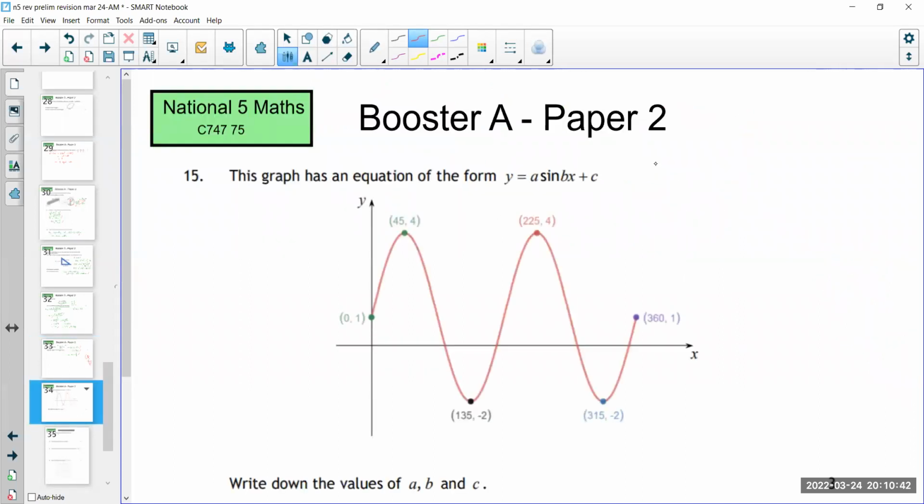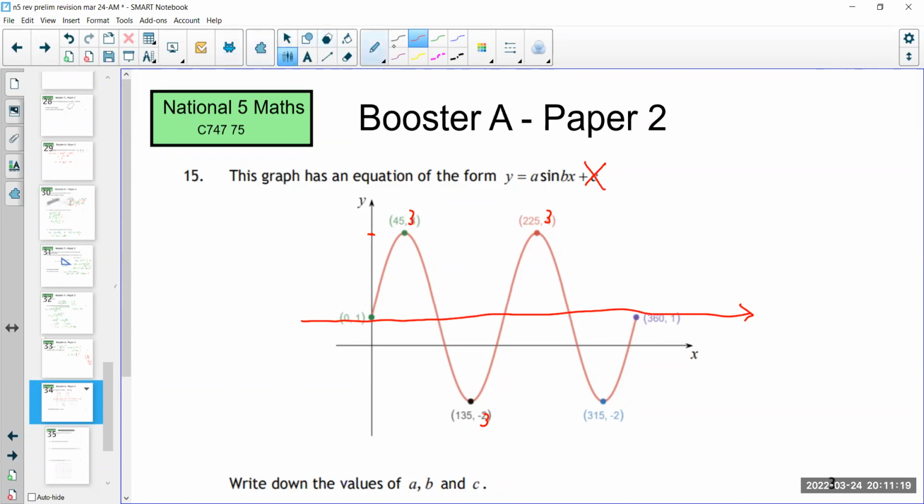Any questions? So again, during the exam, you won't get a question like this. It's just going to be a sine bx, which means here, instead of 4, this line would have been up here. So that would have been a 3 and a 3 and a minus 3. So on the exam, that would have been right through there. This would have been a 3, this would have been a 3, this could have been a minus 3.